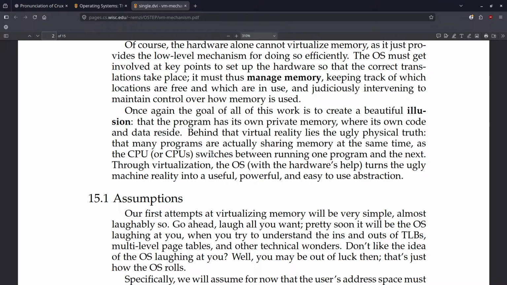And the CPU switches between running one program and the next through virtualization. The operating system, with the hardware's help, turns the ugly machine reality into a useful, powerful, and easy to use abstraction.